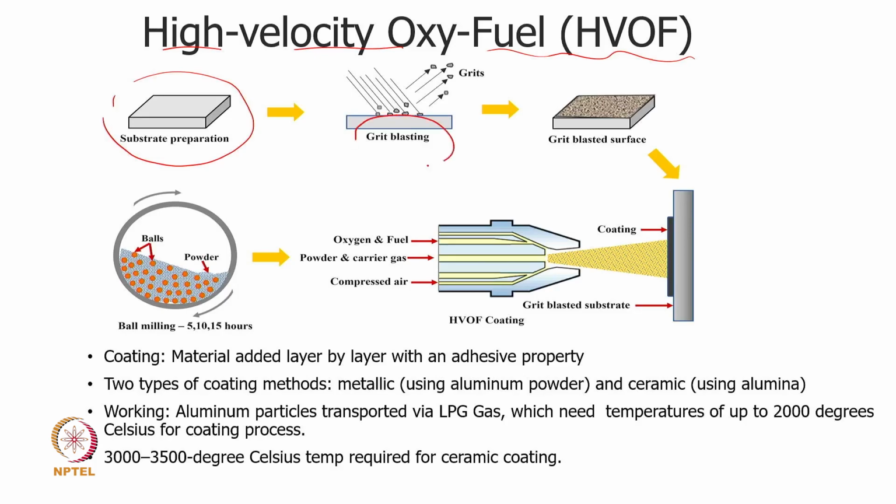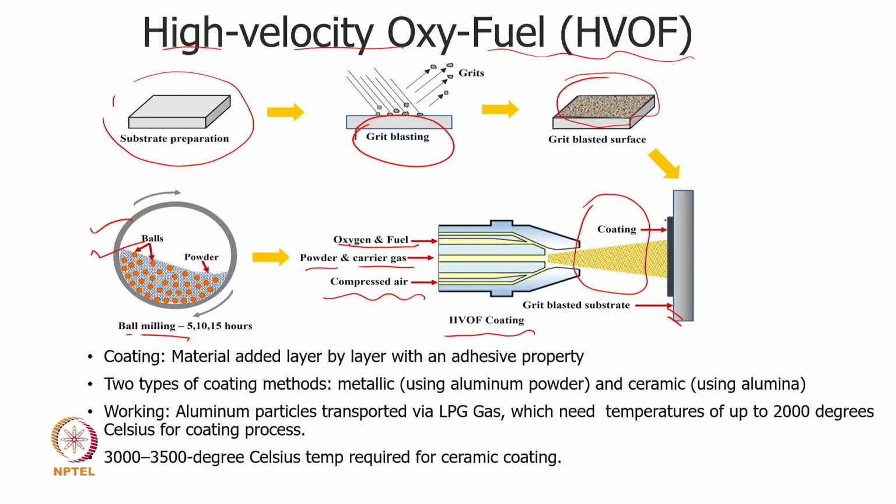So, you can see here we are blasting it with a grit, and then after blasting we get this kind of surface. Now, this surface is ready for coating deposition. In this case we use a ball mill, and whatever powder we want to coat is processed in the ball mill, which tries to reduce the size of the particles. And this is a gun where we supply oxygen and fuel, and we supply the carrier gas, which is an inert gas, with the powder and some air assistance, so the flow is also coming, and then the coating material gets deposited onto the substrate.